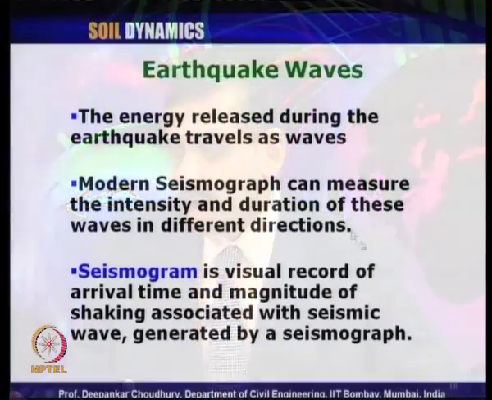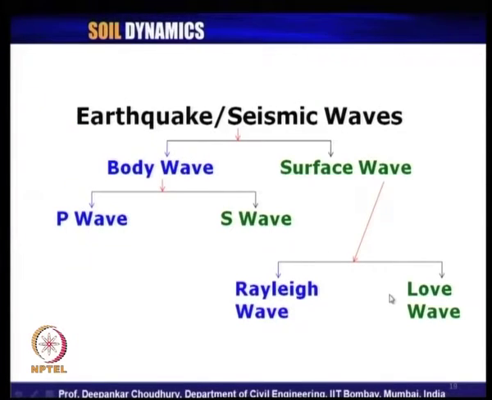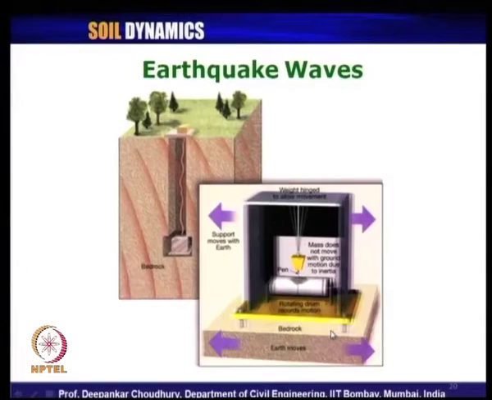We have seen what earthquake waves are and how they get generated, the release of energy, and how they got recorded through a seismograph, and the seismogram is the graph. And how we have classified the earthquake or seismic waves basically in two categories, body wave and surface wave. Again, the sub classification of body wave is P wave and S wave, and surface wave is sub classified in two, Rayleigh wave and Love wave.